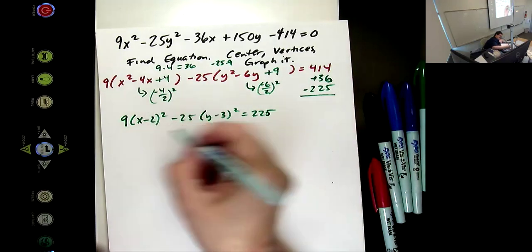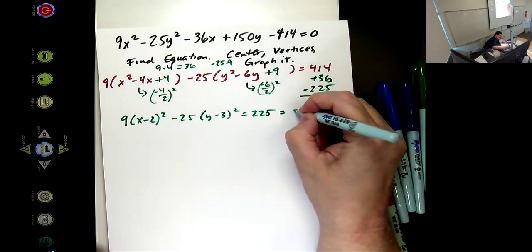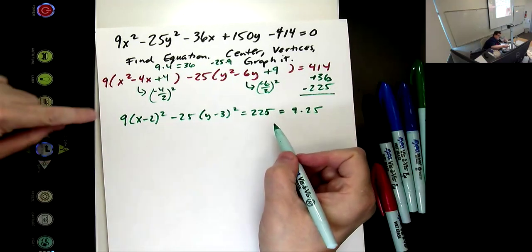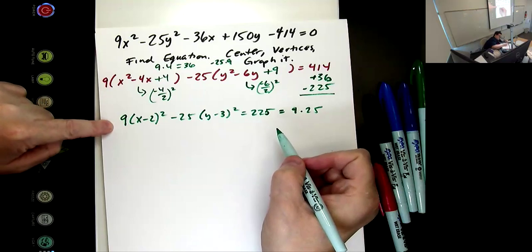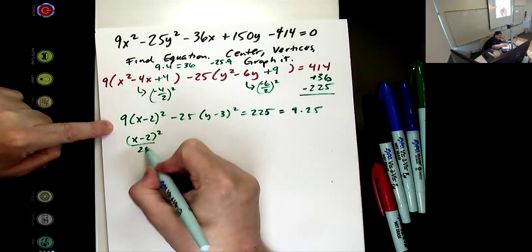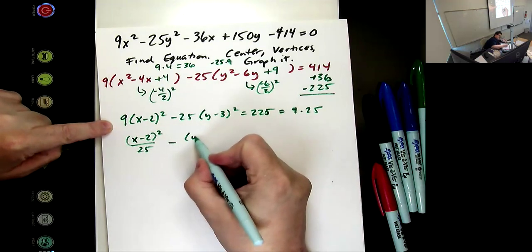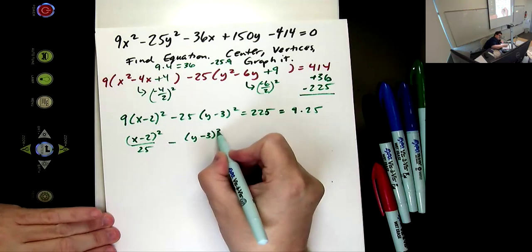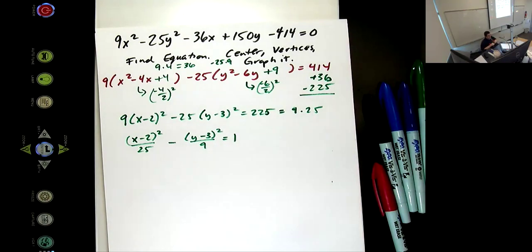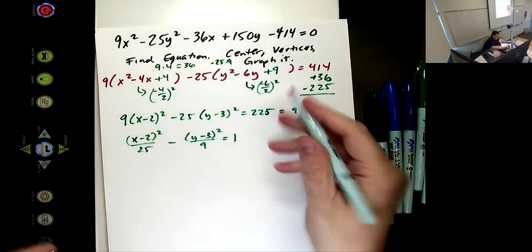We divide by 225. 225 is conveniently 9 times 25. So when we divide this one by it, the 9s cancel. And when we divide this one by it, the 25s cancel and we get a 9 on the bottom. Right?